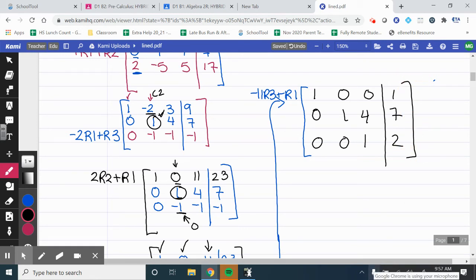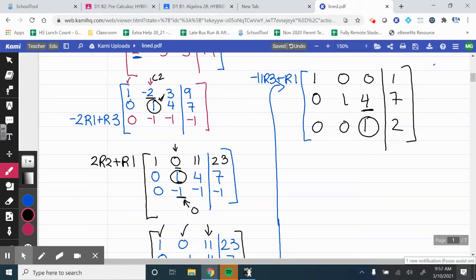All right, so now we're almost there. We have our lead 1, and we have a 0 above it. We need this 4 to become a 0 now. Pause your video here and do the next step on your own, getting that to become a 0.